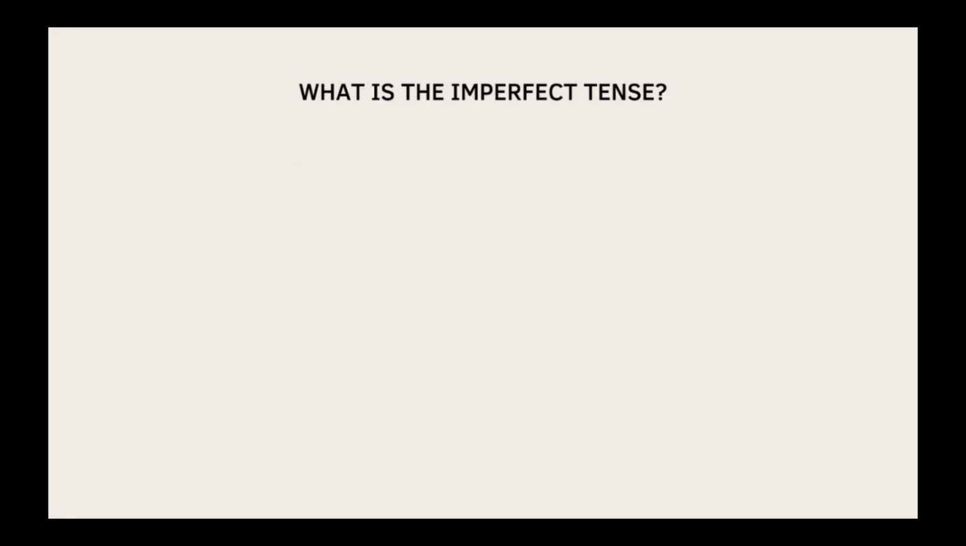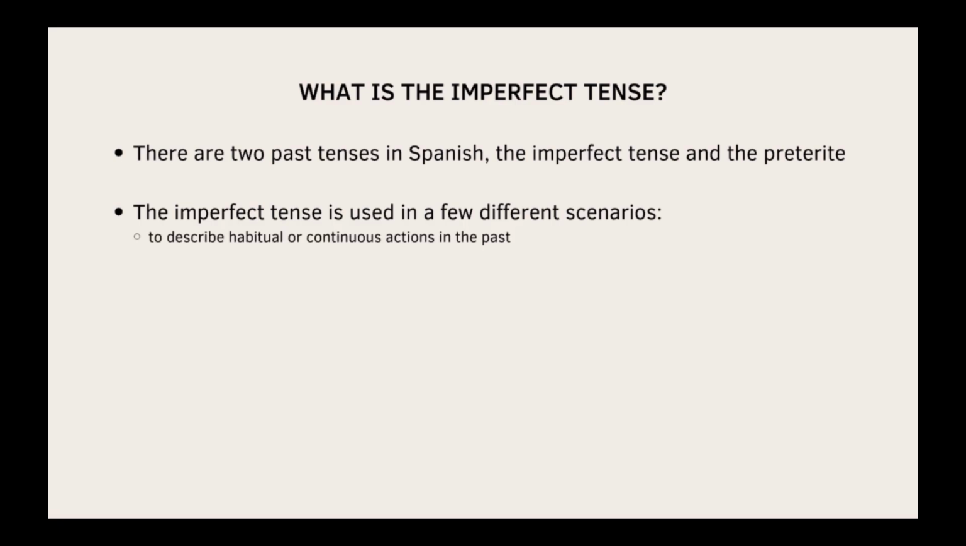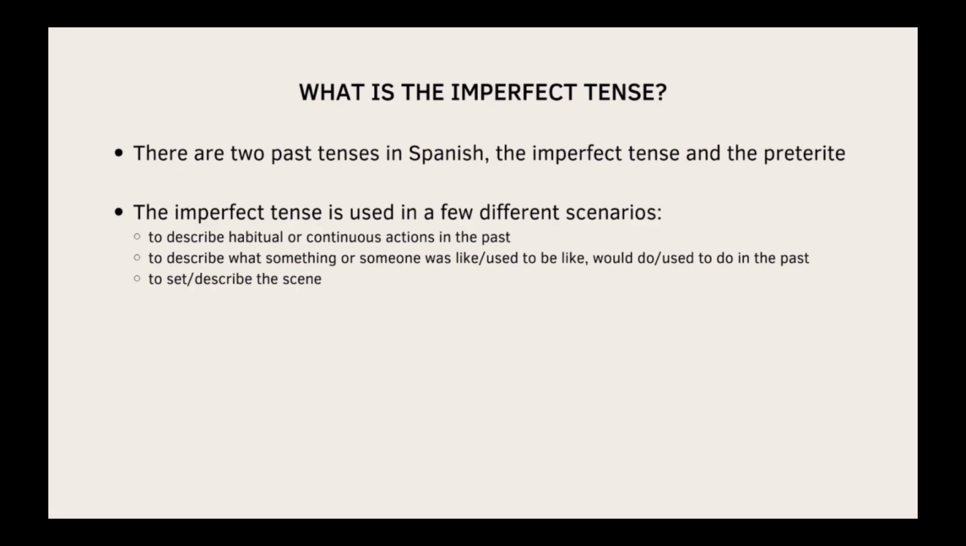Now, what is the imperfect tense? Let's just briefly talk about what we're talking about when we talk about the imperfect past tense. Well, there are two past tenses in Spanish, okay? We have the imperfect and we have the preterite. But the imperfect tense is used in a few different scenarios as follows, such as to describe habitual or continuous actions in the past, to describe what something or someone was like or used to be like or would do, used to do in the past, or to set and describe the scene.